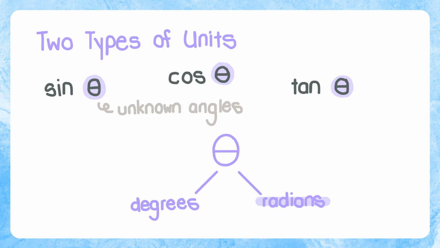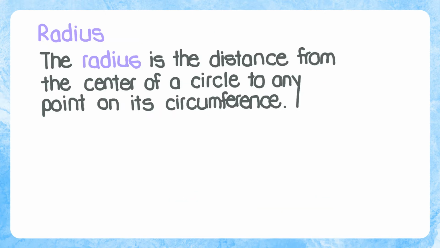What exactly is a radian? Think about what the word radian might sound like. So radian kind of sounds like radius. The radius is the distance from the center of a circle to any point on its circumference. So it's basically the distance from the center of a circle to any point on its border.